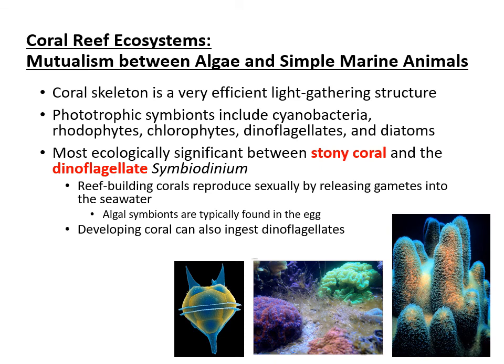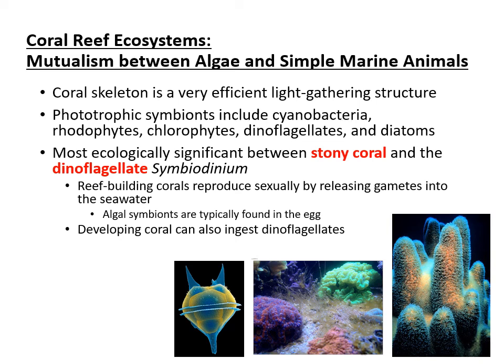Now, the last thing I want to mention are the coral reefs, and these have actually been on the news again recently. Every year you hear a little bit more of problems happening in the coral reef. Now, the beautiful coral reef ecosystem is basically a mutualistic symbiosis between algae and simple marine animals. And what's interesting with this is the coral skeleton is basically very good at gathering light. And as we said, in certain areas in the water, you really want to be able to gather light sources.